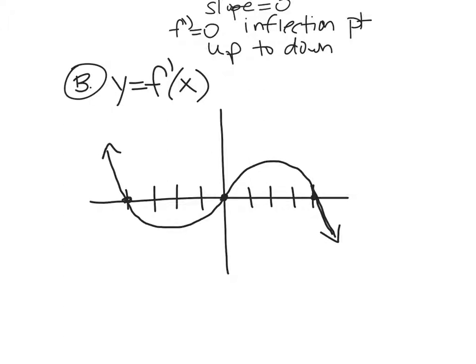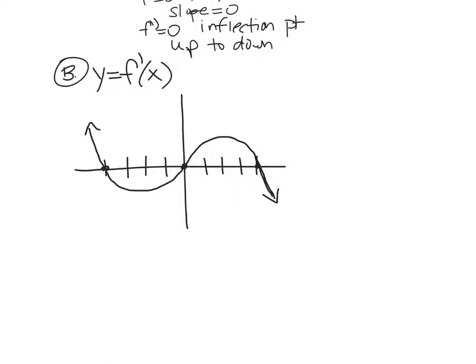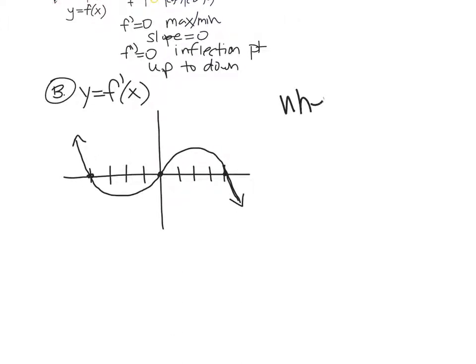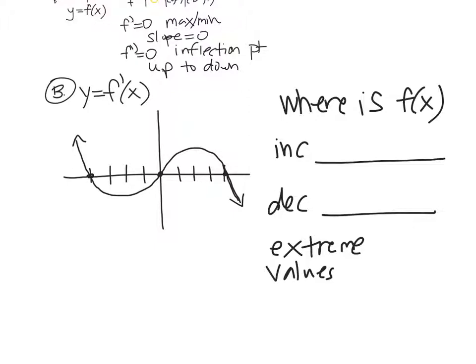There we go. Okay. Now, this is the graph of the derivative of the function, and they're going to ask you questions about the original function. Where is f of x increasing, decreasing? And then it's going to ask you, where does f of x have any extreme values? And what are they?